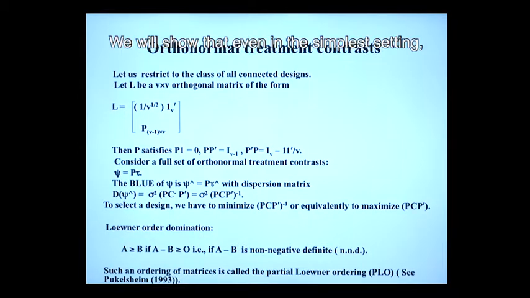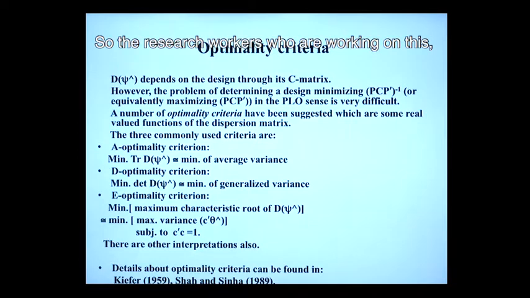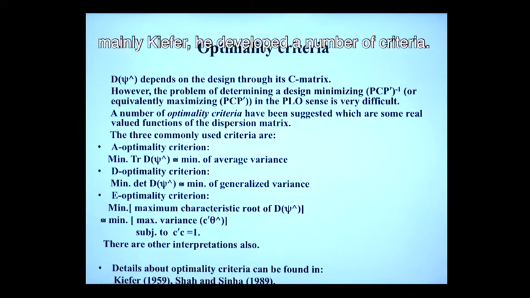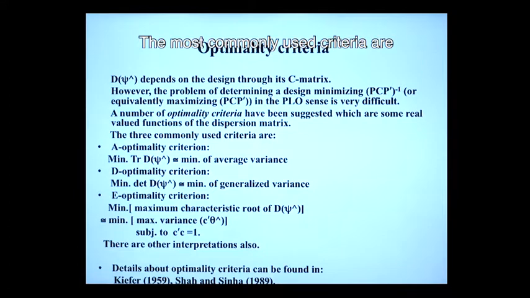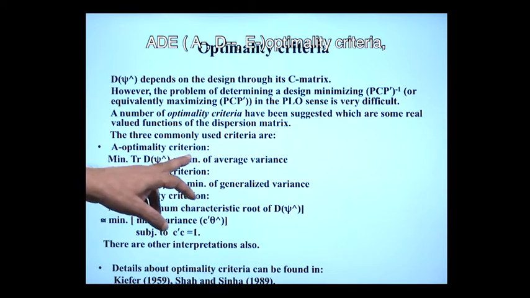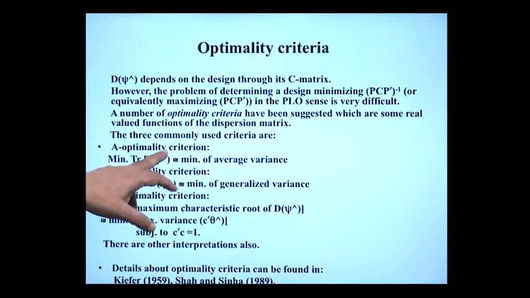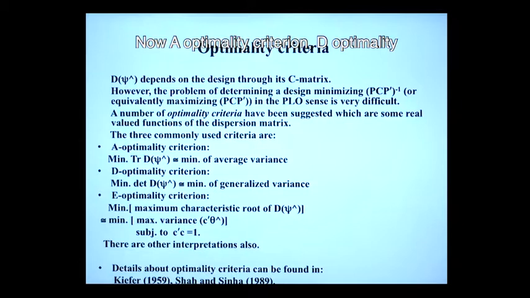Such an ordering, what we call Loewner order domination or partial Loewner ordering PLO, is very difficult. We will show that even in the simplest setting it is not possible to find a Loewner-best design. So, the research workers who are working on this, mainly Kiefer, developed a number of criteria. The most commonly used criteria are the A, D, E optimality criteria, which are some functions of this. Now, A optimality criteria, D optimality criteria and E optimality criteria.